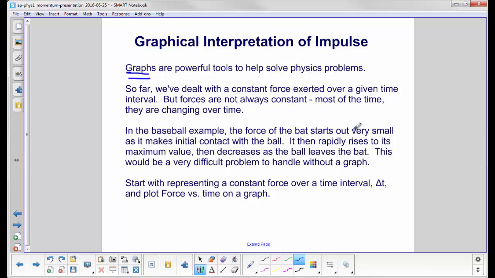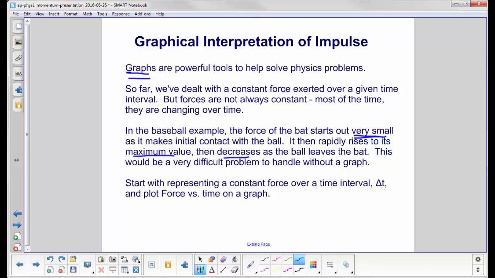But in reality, it starts out very, very small as it makes the initial contact with the ball. It then rapidly rises to its maximum value, and then it will decrease as the ball leaves the bat. This would be a very difficult problem to handle without a graph.